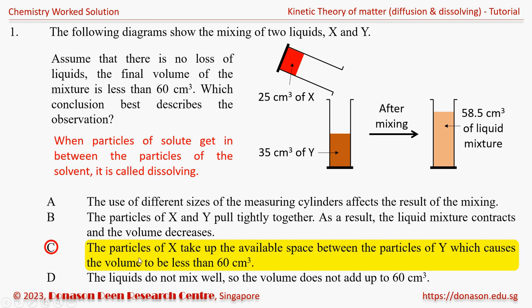So it's like, if you imagine a room full of basketballs, and if you were to actually drop in a bucket or two of marbles, where would the marbles go in? The marbles will get in between the spaces available between the particles of the basketball, right? So it is similarly, the dissolving is particles of the solutes would take up and occupy the spaces between the particles of the solvent, and therefore it will not add up to the exact amount when we dissolve them together. So hence option C is the correct answer.